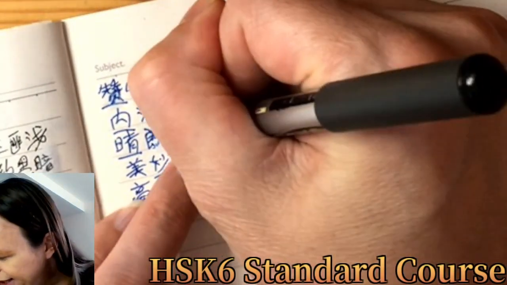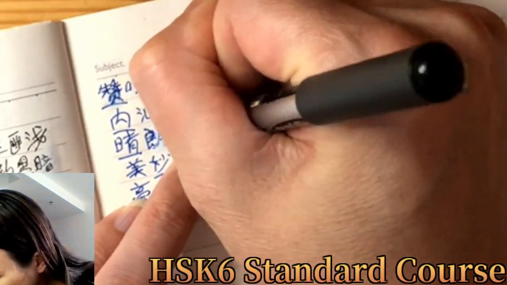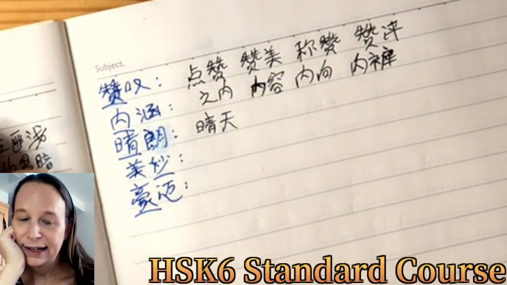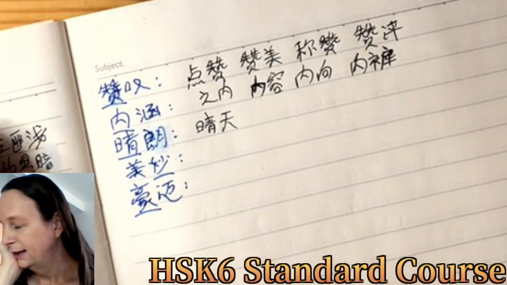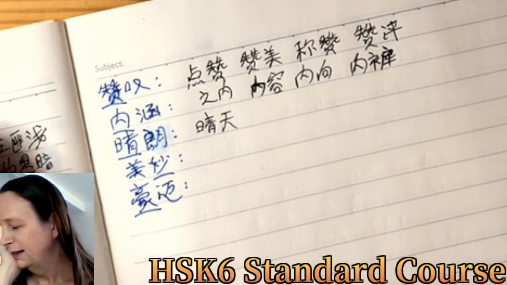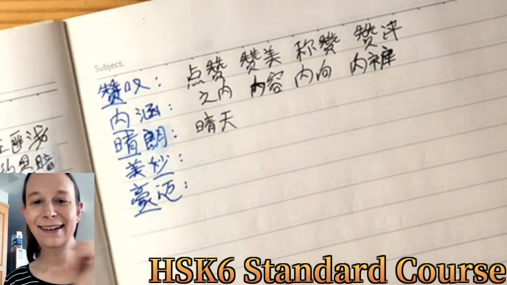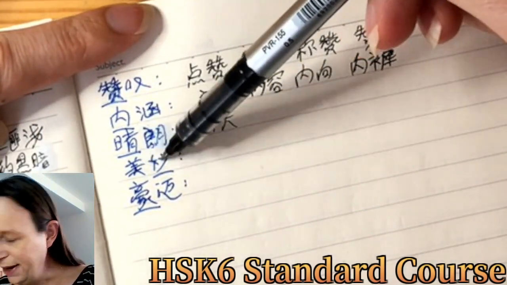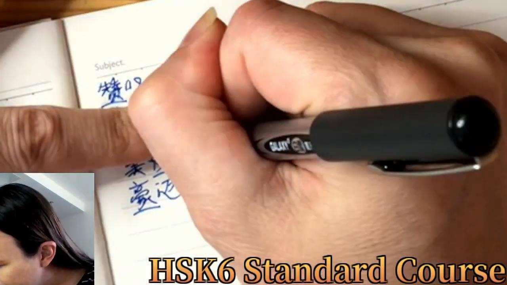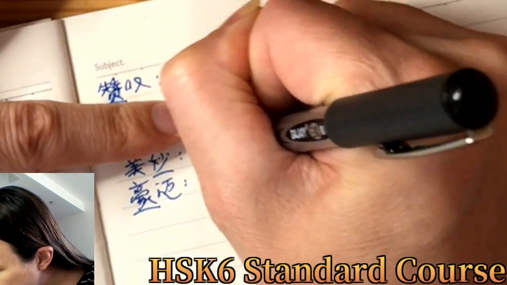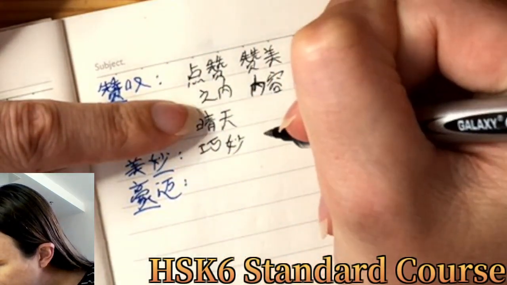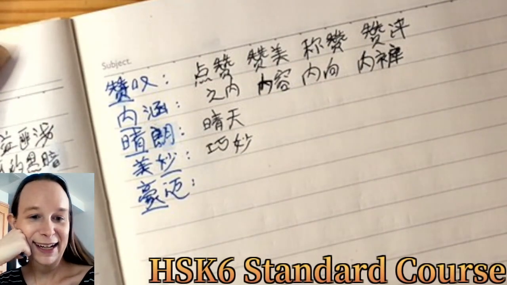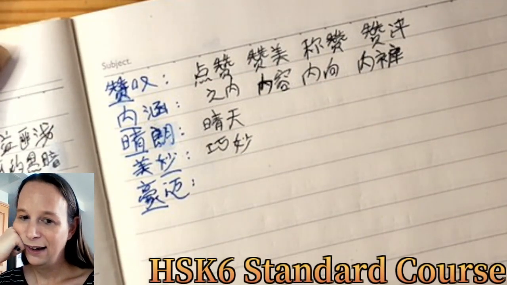There's not many with 晴. 晴天. 晴朗. No, I can't think of any others. 美妙. There's 巧妙. 巧妙, right? 妙, 美妙. No, I don't think I get any more. 巧妙.